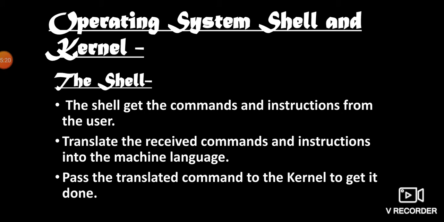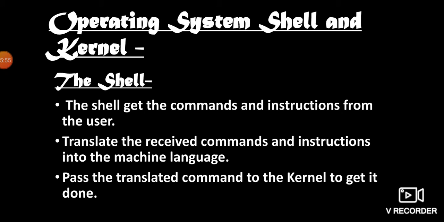For this, the operating system is divided into two parts. First is shell and another is kernel. First I will explain about the shell, because we are reading that it is an interface between the user and hardware, so how does it manage all the tasks. This operating system has broadly two components. First is shell and second is kernel.